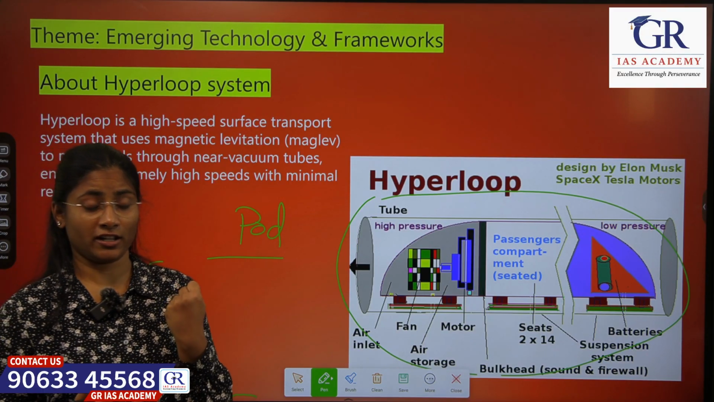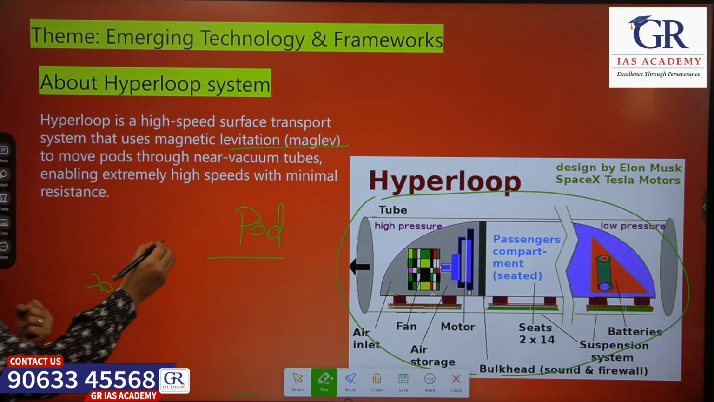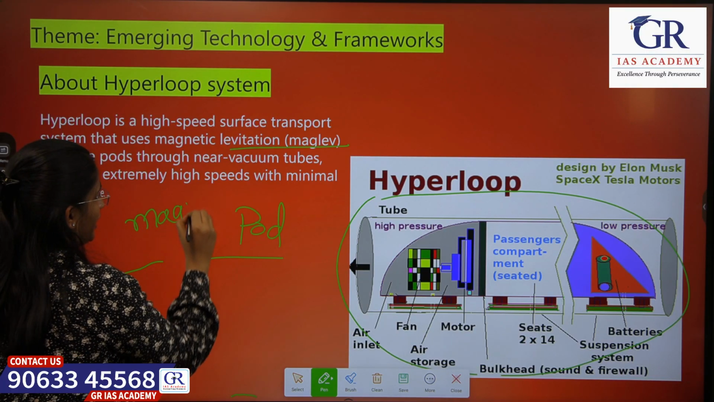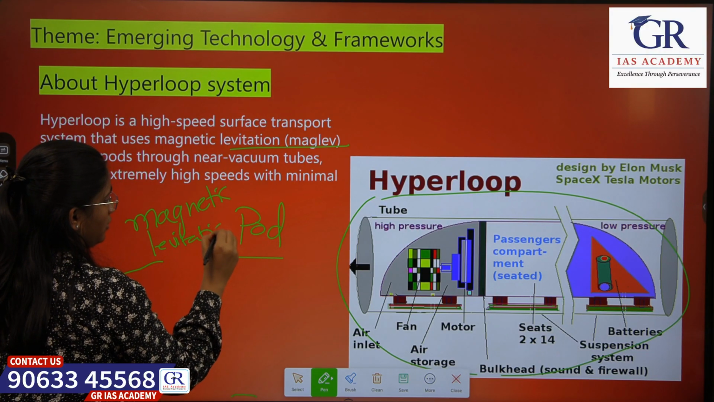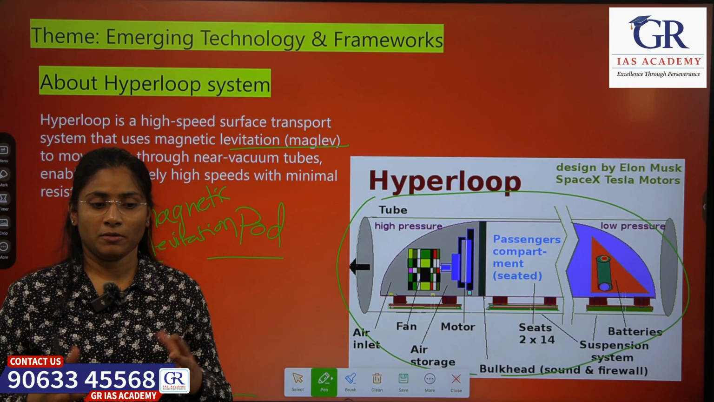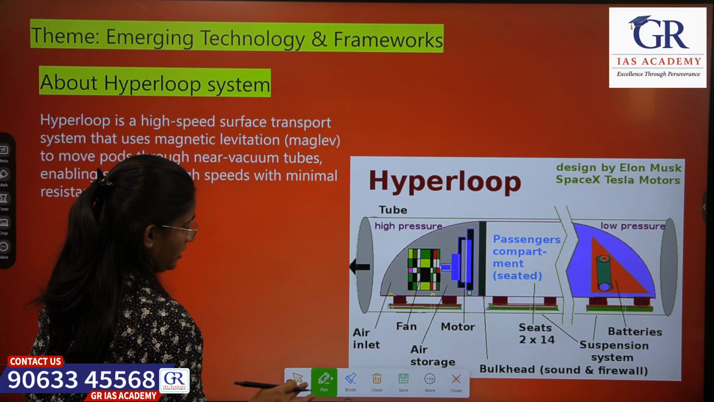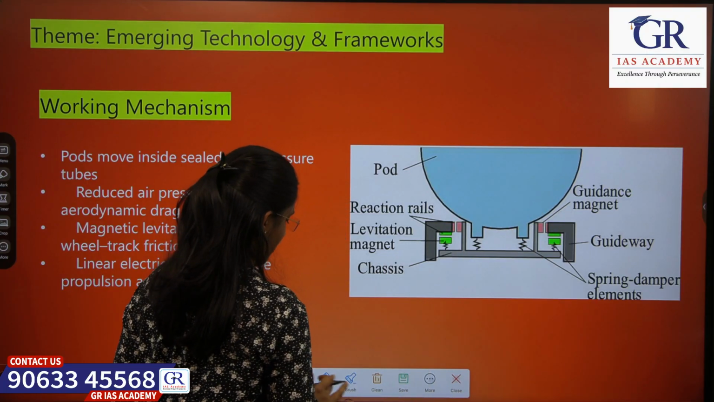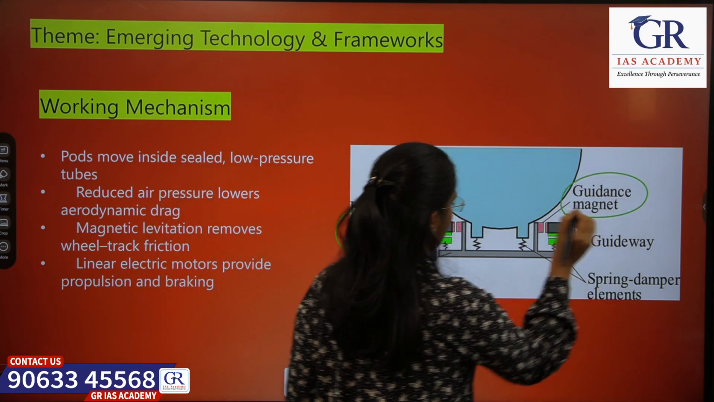How does it float in the air? It uses maglev. What is maglev? It is magnetic levitation. Our Hyperloop technology uses maglev. How is it used? Let's see this diagram. See, this is our pod. This is the levitation magnet. This is the guidance magnet.